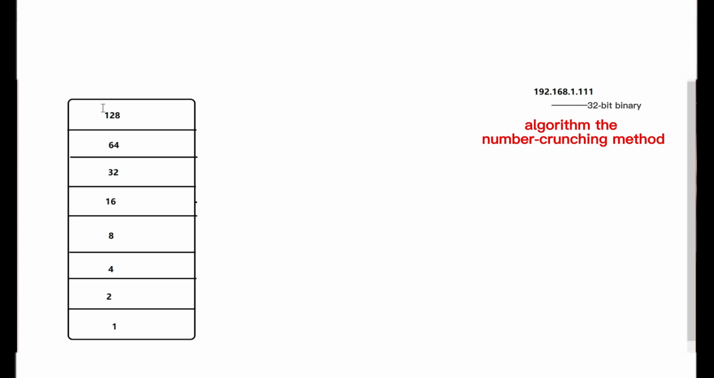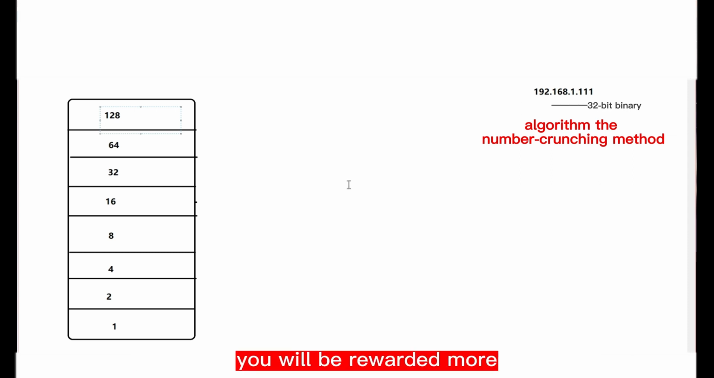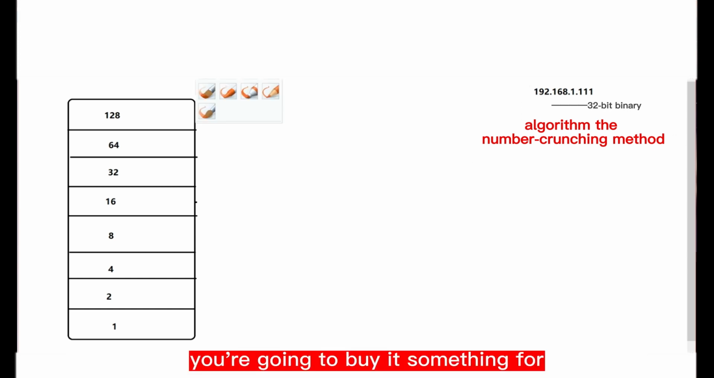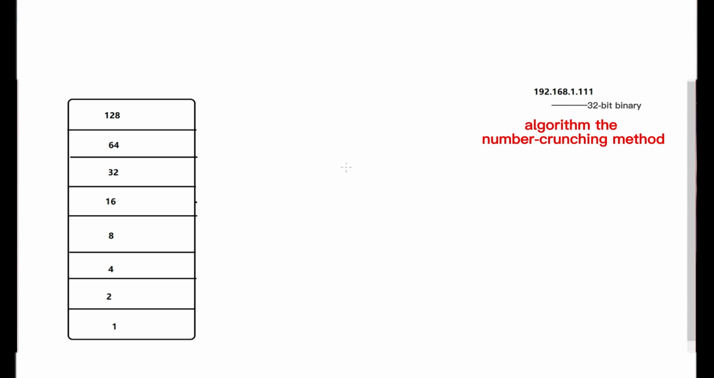For employees, you have some different handling mechanisms. If you do a good job, you will be rewarded more. For example, the first person does the best. You're going to buy something for 192 bucks. Suppose these things on the left are items on the shelf, cheaper and cheaper from top to bottom. So it's up to you to spend all your money. How much can you buy? Let's first calculate this 192. If I take this to buy 128, I can buy it. 192 equals 128 plus 64. From top to bottom, definitely pick the expensive ones first.